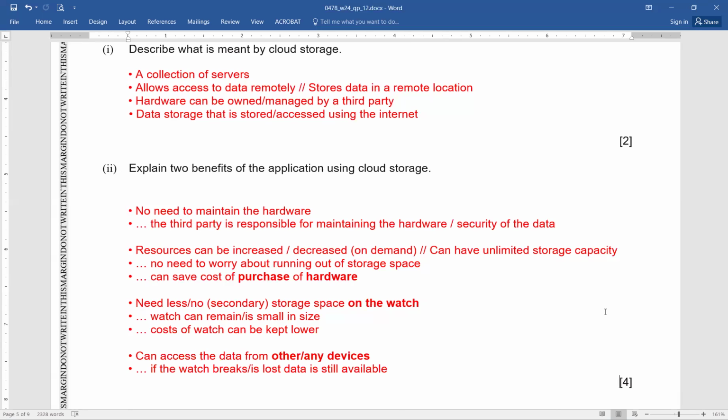The maintenance and the security of your data is now the responsibility of the company whose cloud storage you are using. And in this case, what else can you write? Resources can be increased, or you have unlimited storage capacity. Just for explanation, I'm giving this example of the cloud storage that you use. You don't have to worry at all. The data is stored there permanently.